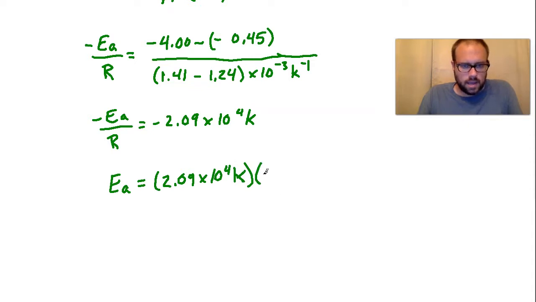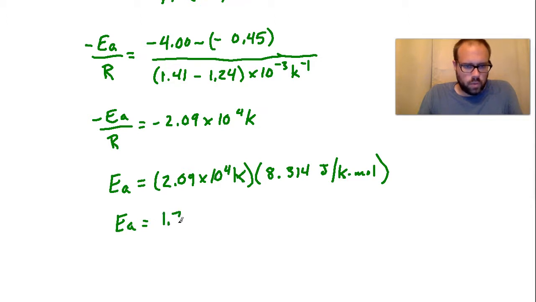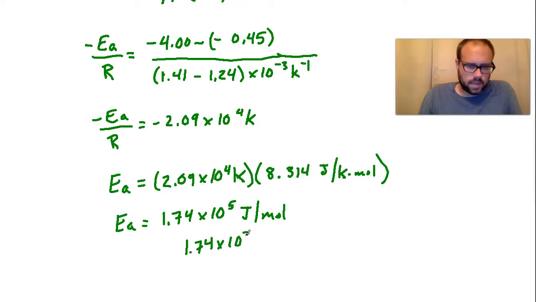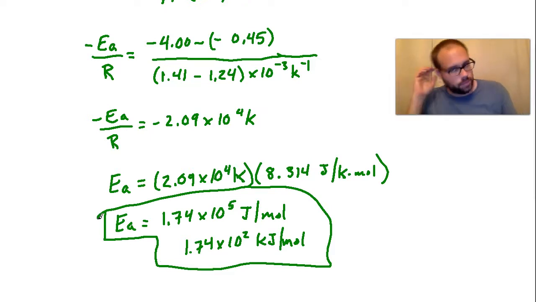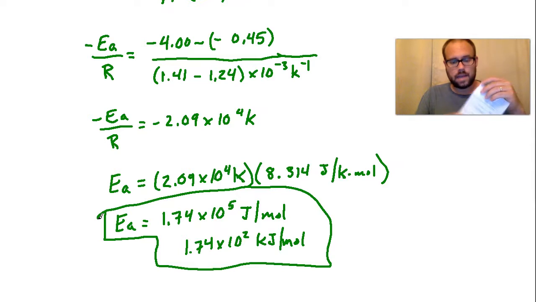times the constant, which is 8.314 joules per Kelvin mole. Solve for that. And so the value that you'll get here, because the Kelvin will drop out, is that the energy of activation is going to be 1.74 times 10 to the 5th joules per mole. And if we wanted that in kilojoules per mole, we could just rewrite that as 1.74 times 10 to the 2nd kilojoules per mole. So there we go. We have graphically found the energy of activation as we've gone through and utilized that setup.